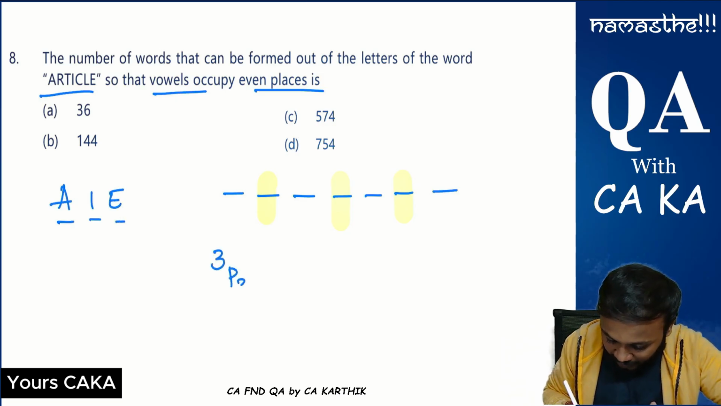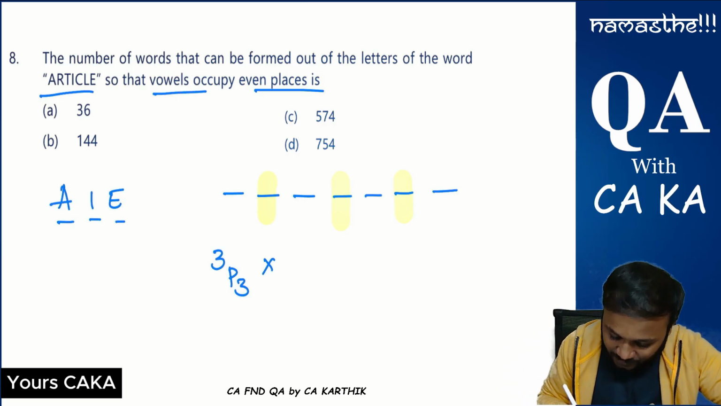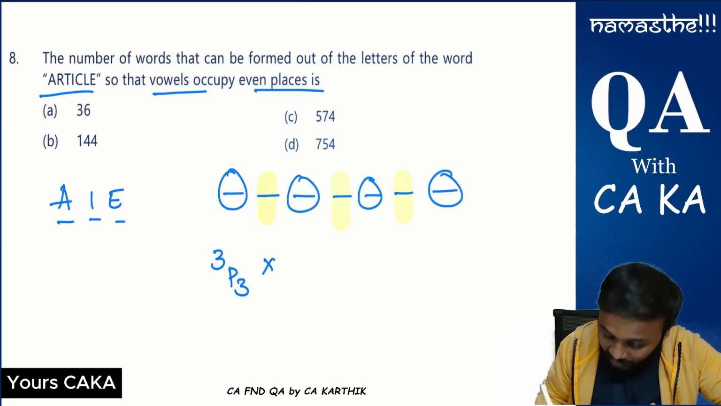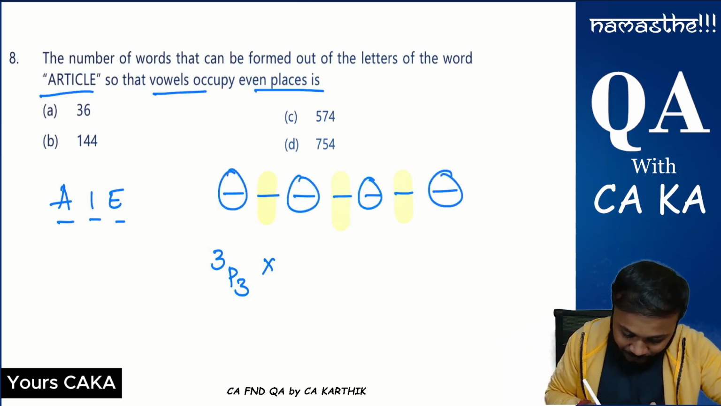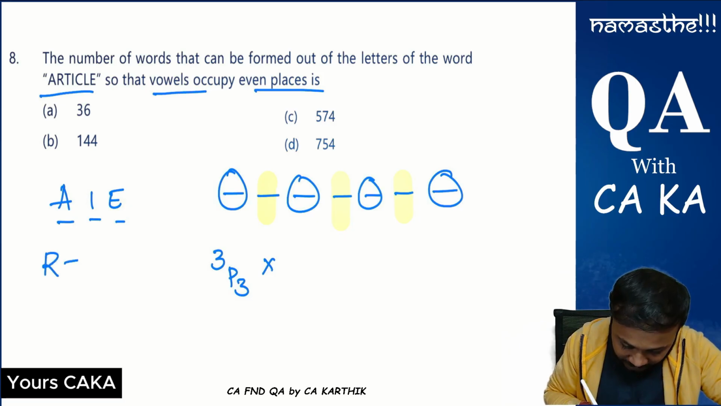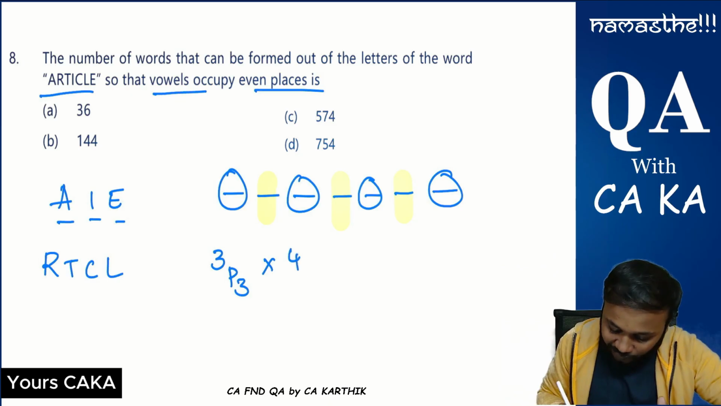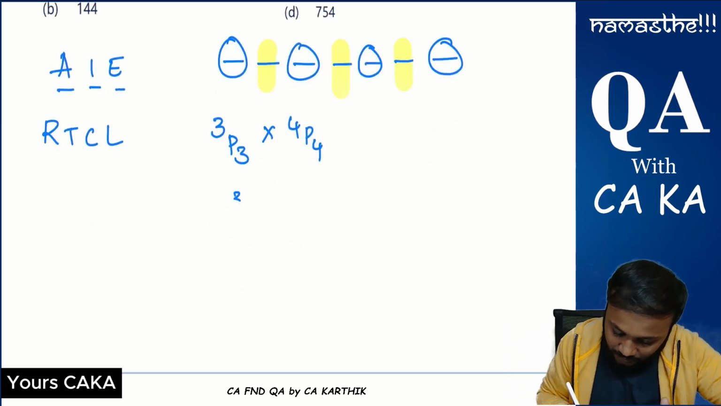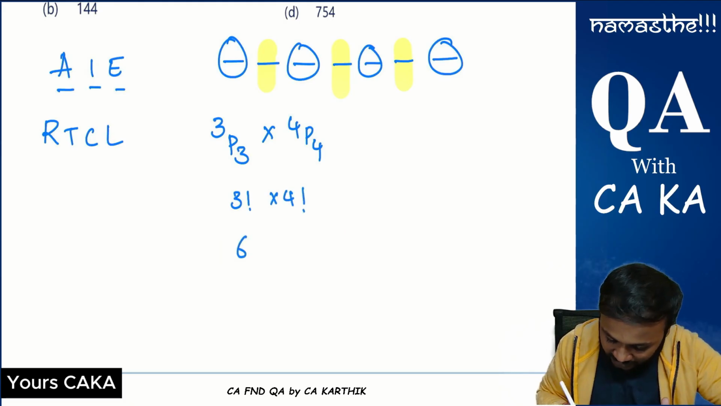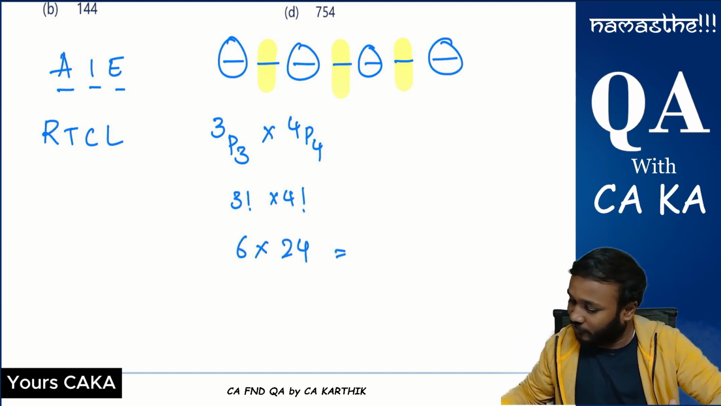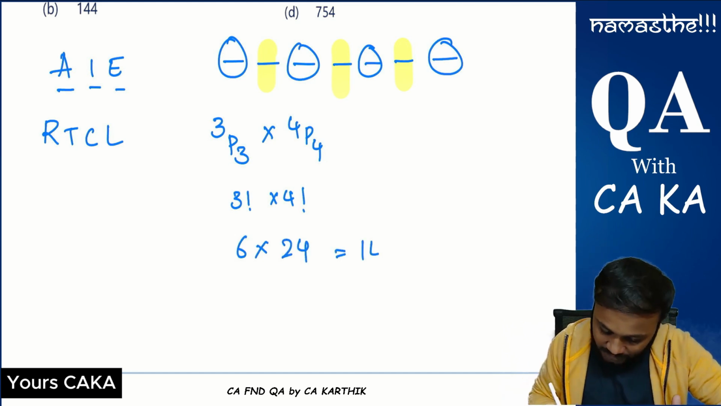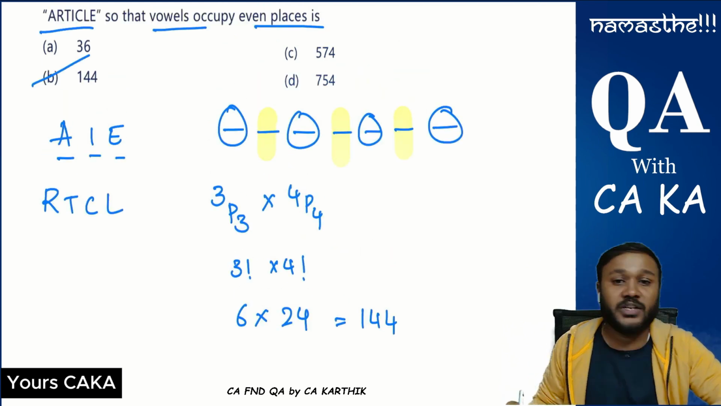So it will be 3P3, into the balance places: 1, 2, 3, 4. There are 4 places. What are the leftover letters? R, T, C, L. There are 4 letters left and 4 places. So it will be 4P4, which is nothing but 3 factorial into 4 factorial. So this will be 6. What is the 4 factorial? 24. So when you do 6 into 24, it will be 144. Yes, it is 144, and option B is your right answer.